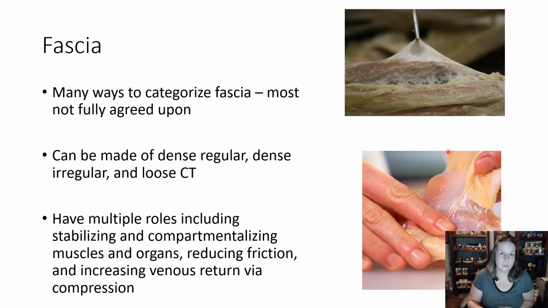A real-life example: when you peel the skin off of a chicken breast, you can see this sort of connecting fibers. That's fascia. That's connecting the skin and underlying fat to the muscle. So that would be fascia.